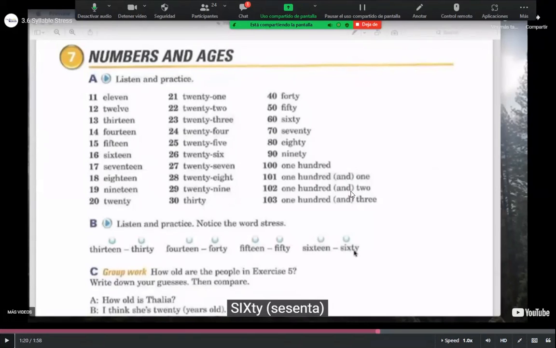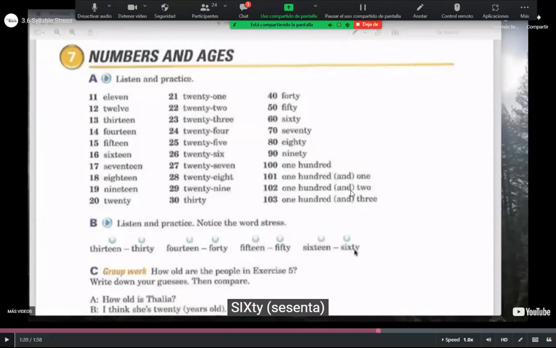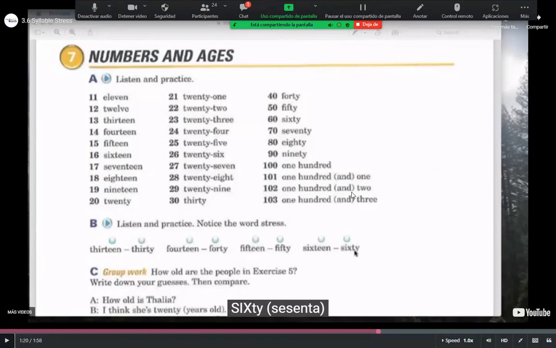Repeat 10. 20. ¿Cómo prefieren? 20. Okay, 20. Next. 30. 30. Then 50. Wait. 50.